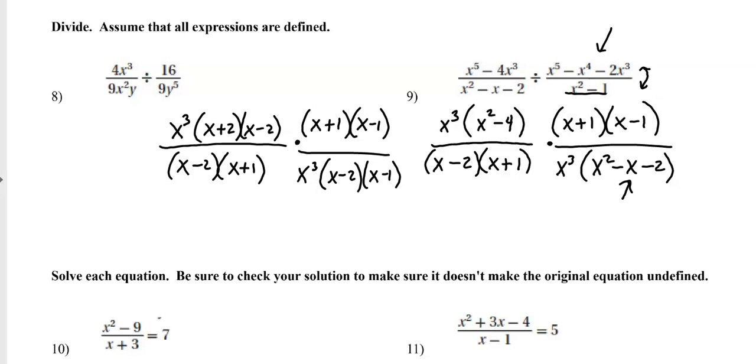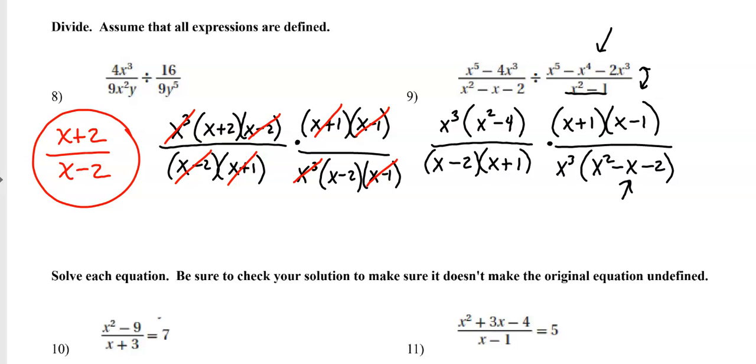Holy smokes, we got a lot of stuff we can get rid of. So let's go through canceling from top and bottom. This can go with that. This can go with that. This can go with that. So all that's left, oh, and then I have an x to the third that can cancel out with an x to the third. So holy smokes, at the end of the day, all I have left is x plus 2 on top of x minus 2.